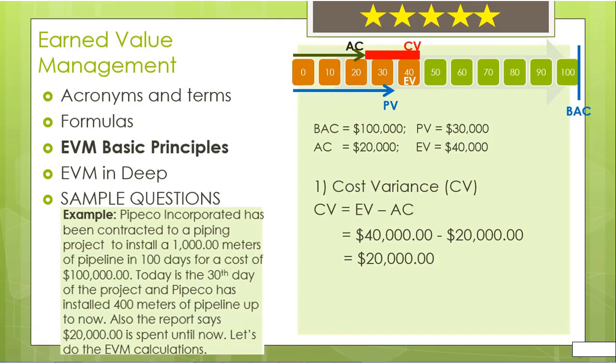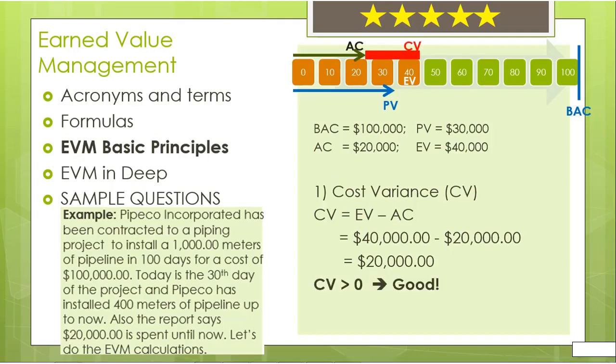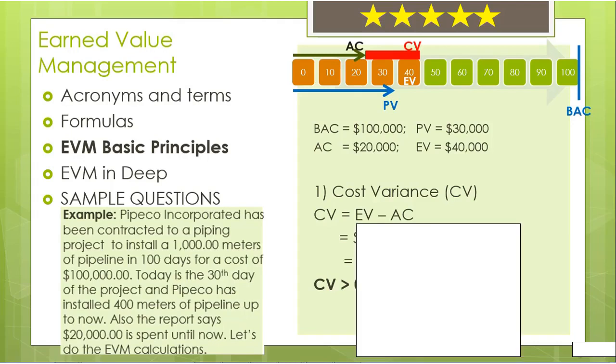In other words, until now, we installed 400 meters of pipeline. We spent $20,000 less than we planned at the beginning. Since CV is greater than 0, we have spent less than we planned to spend. In other words, we are under budget, which is good. If the CV value was less than 0, then we should say it is bad, since we would have spent more than we were supposed to spend.